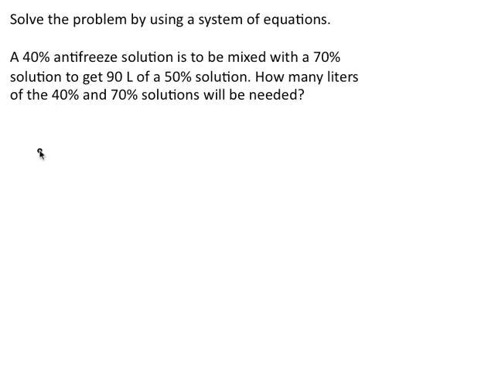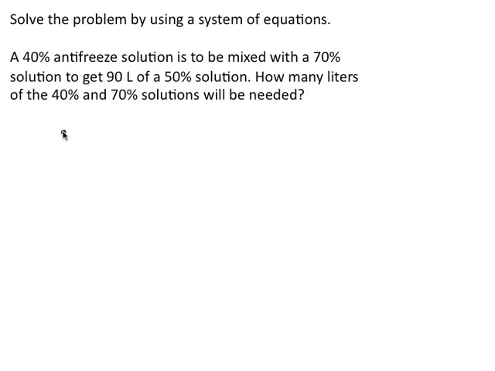We want to go ahead and solve this problem using a system of equations. A 40% antifreeze solution is to be mixed with a 70% solution to get 90 liters of a 50% solution. How many liters of the 40% and 70% solutions will be needed? So we see that we need to find our 40% amounts and our 70% amounts.